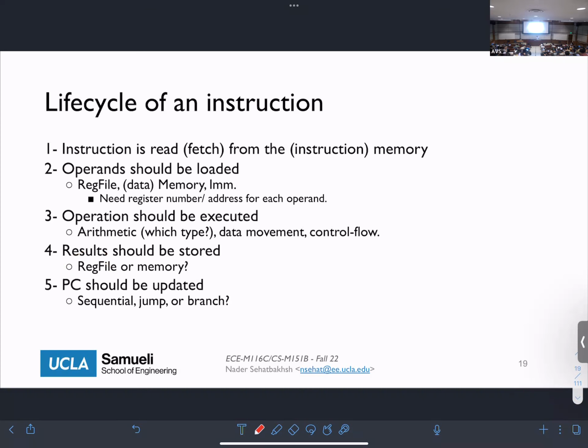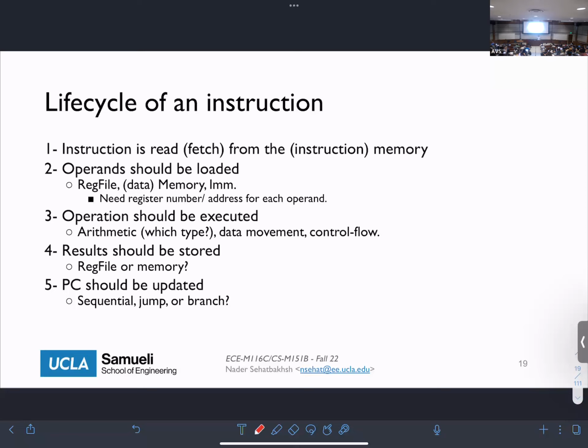And finally, we need to update our PC to go to the next instruction. As I said, the default is always we go to the PC +4, right? If it's not a control flow instruction, but if it is a control flow instruction, then we need to find the right place for the PC to jump to, right? This could be a JAL or JALR instruction. It could be a branch instruction. So we need to figure out whether we need to update the PC with PC +4 or whether we need to update the PC with the destination PC.